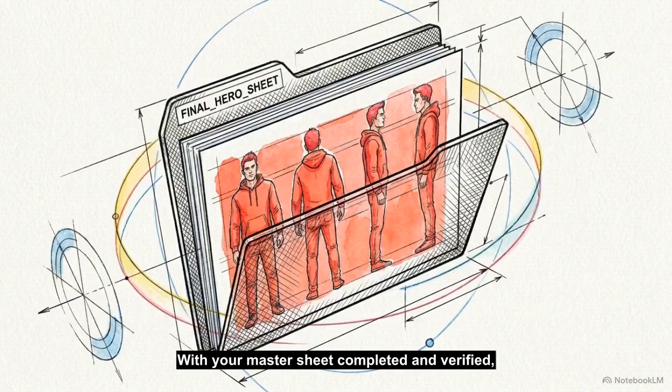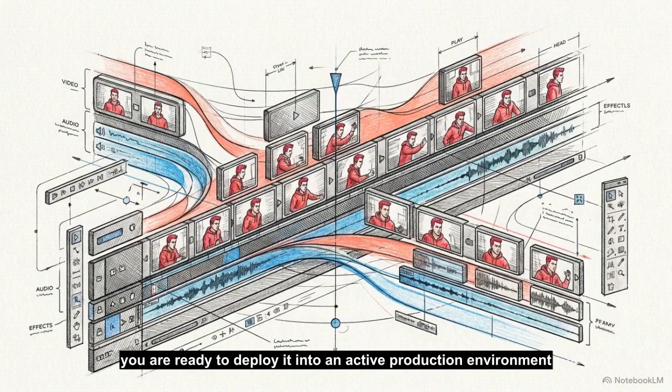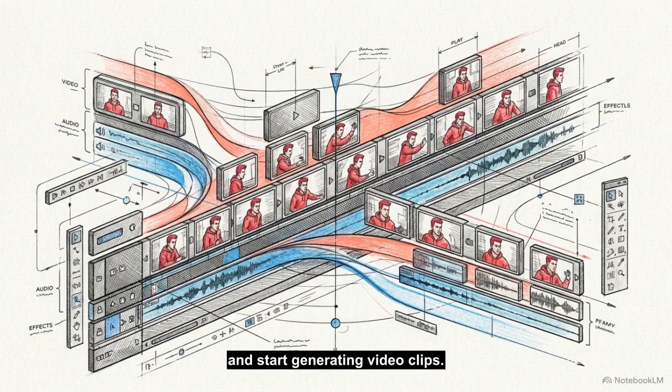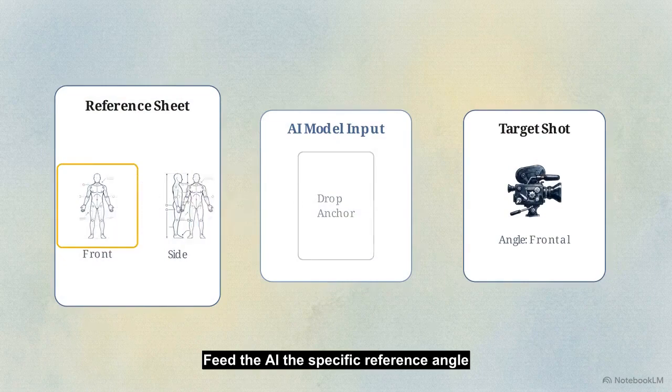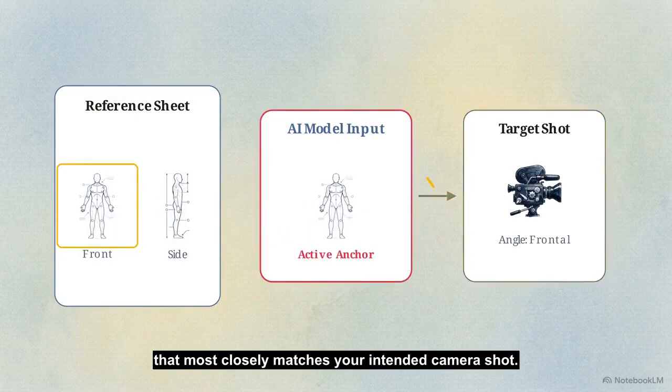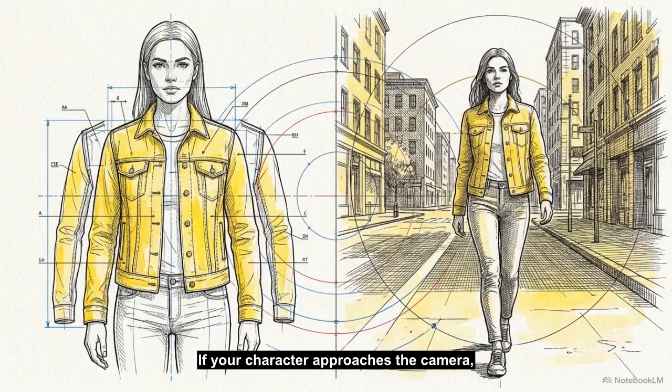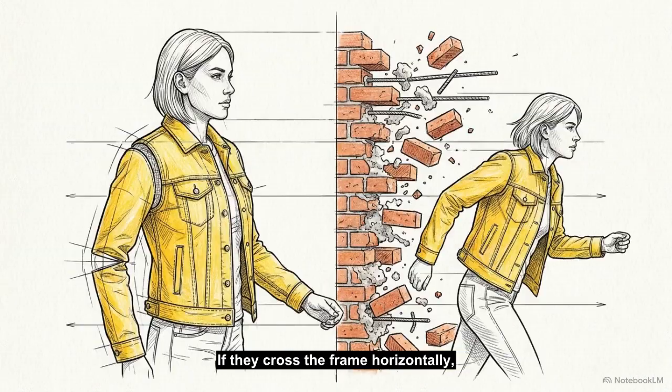With your master sheet completed and verified, you are ready to deploy it into an active production environment and start generating video clips. The operational logic here is entirely straightforward. Feed the AI the specific reference angle that most closely matches your intended camera shot. If your character approaches the camera, you use the front view. If they cross the frame horizontally, you deploy the side view.